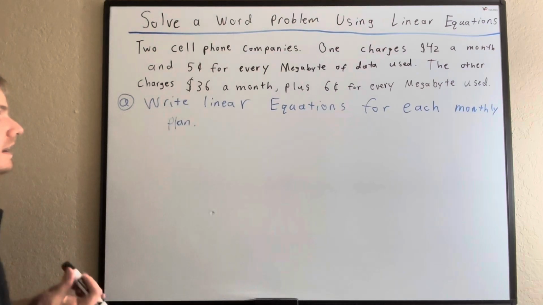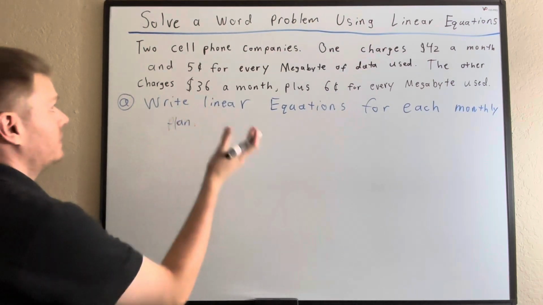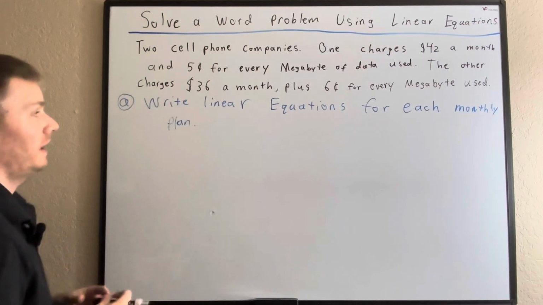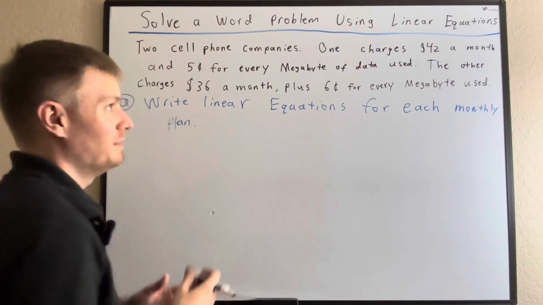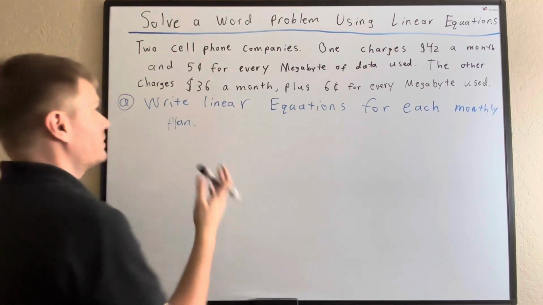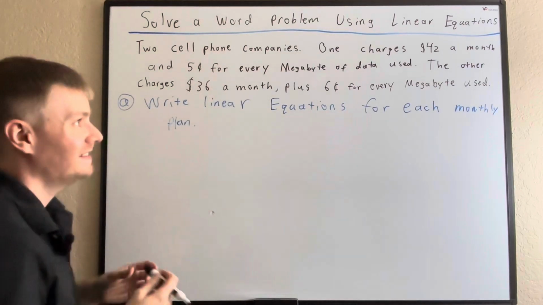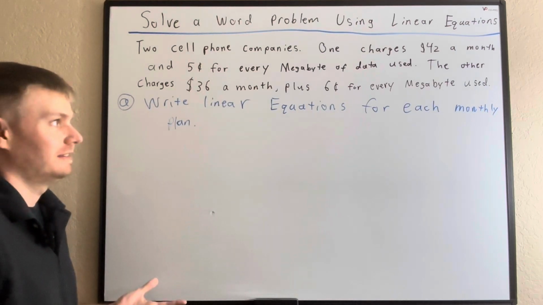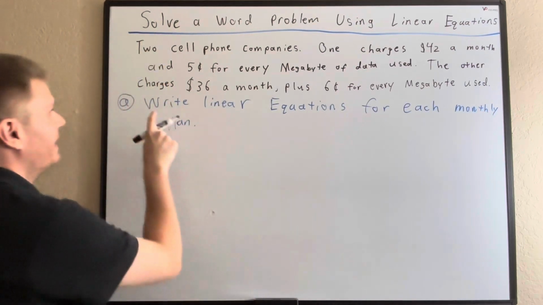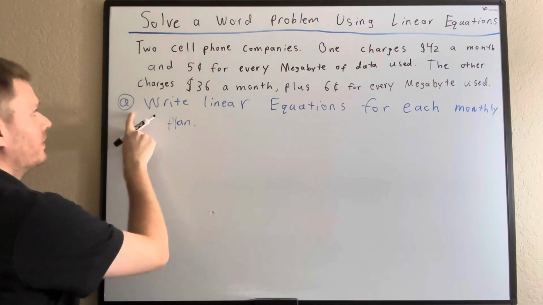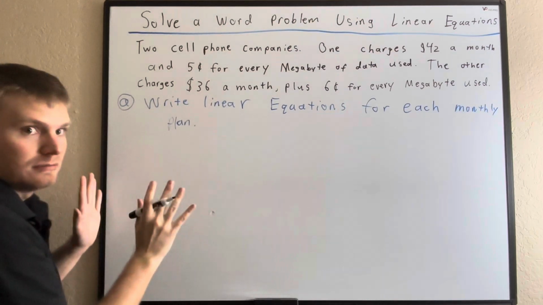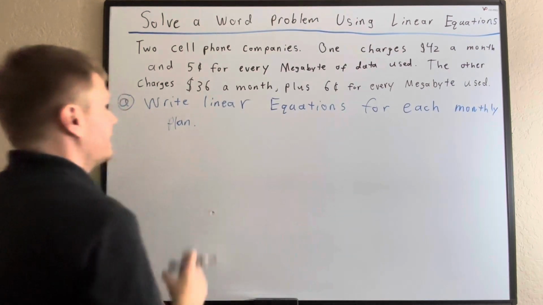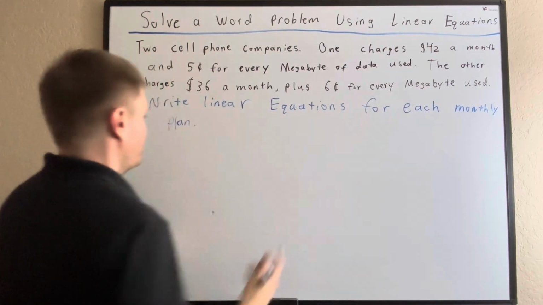So, say we get a word problem. Two cell phone companies. One charges $42 a month and 5 cents for every megabyte of data used. And the other charges $36 a month plus 6 cents for every megabyte used. What does that tell us? I don't know. But there are 4 parts to this, and part A is asking us to write linear equations for each monthly plan.